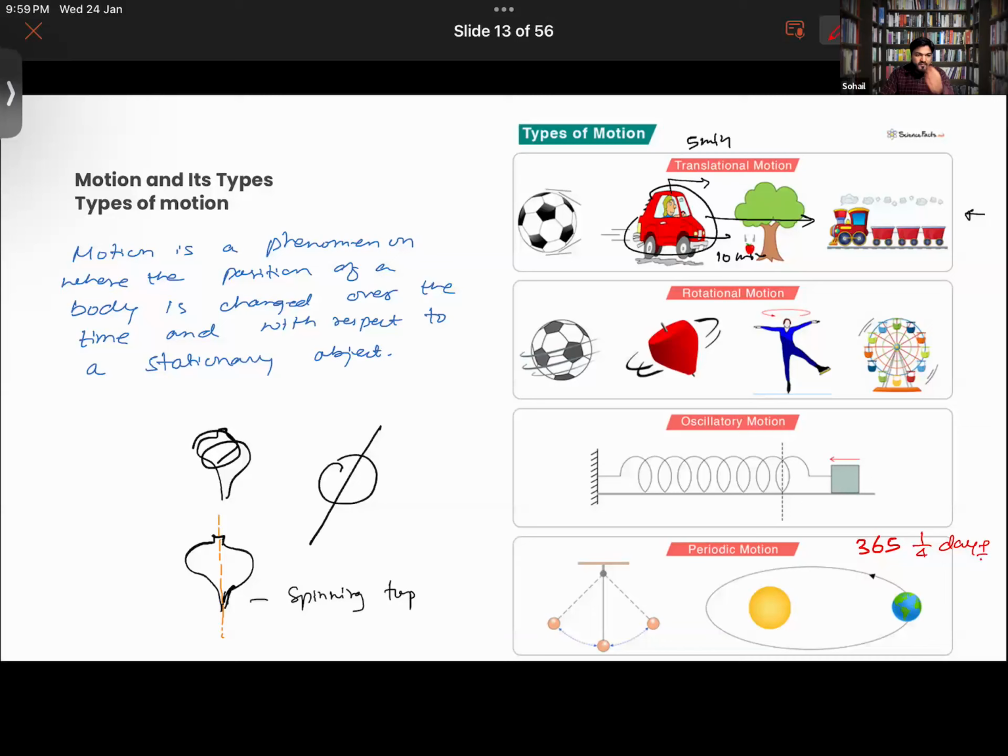You have several examples of periodic motion. For example, when you beat a drum, the membrane of the drum, the thin sheet over the drum, is also moving in a particular rhythm. So that is also periodic motion, right? Or consider the example of a pendulum. The pendulum keeps on repeating its motion after every fixed interval of time. Getting it or not?